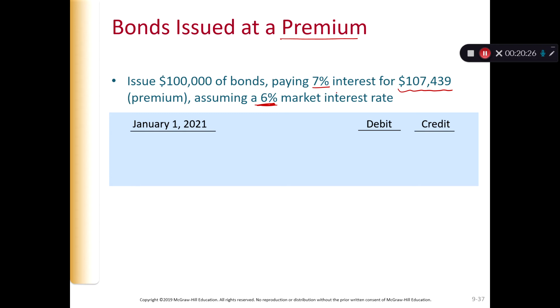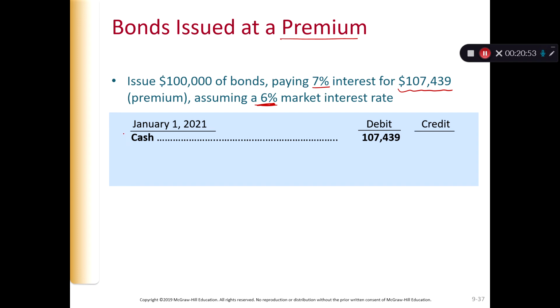So investors, why is that? Because investors will pay more than $100,000 for this 7% bond, because bonds of similar risk are only paying 6%, but you are promising 7%. And when a bond is issued at more than face value, we say that this bond is issued at a premium, and California Coastal records the bond issuance as shown here.